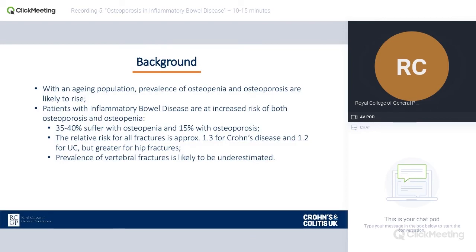With an ever-increasing ageing population, we know that we're going to see the prevalence of osteopenia and osteoporosis rising. Patients with inflammatory bowel disease are at an increased risk of both conditions, with around 35 to 40% of IBD patients suffering from osteopenia and around 15% suffering from osteoporosis. The relative risk for all fractures is around 1.3 for Crohn's disease and 1.2 for ulcerative colitis. It seems to be a bit greater for hip fractures, but actually the prevalence of reversible fractures is likely to be underestimated. Because of this high prevalence, it's imperative that we identify those in inflammatory bowel disease that are at risk of these conditions.